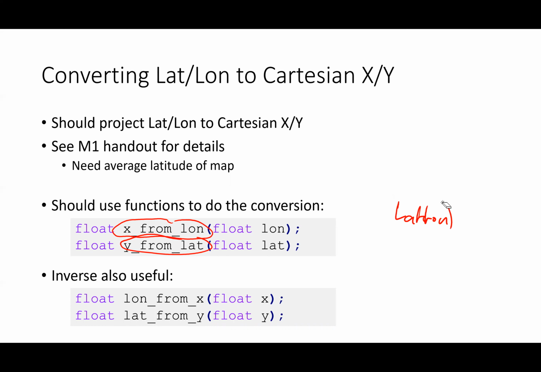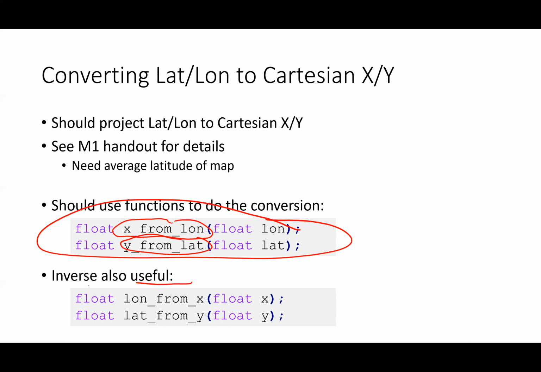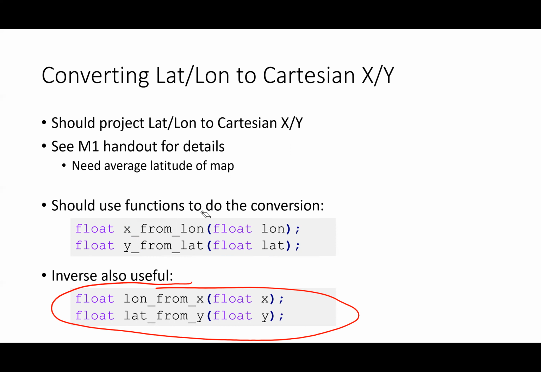But make helper functions right away. You will need these ones a lot. You might also find the opposite one useful sometimes, but they're not nearly as important. So going from your xy back to your lat long. And if you find you need those, make helper functions again.